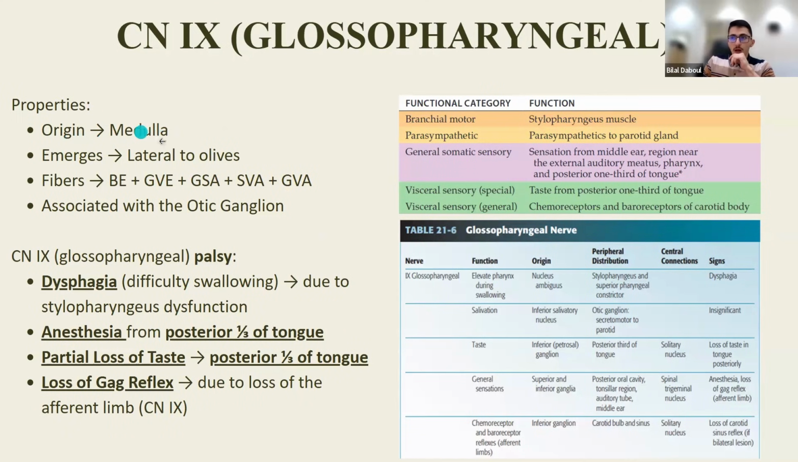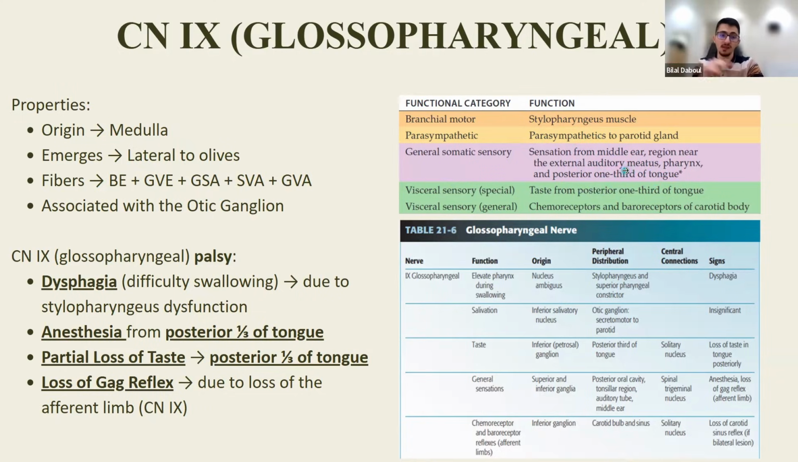Again, origin is the medulla, lateral to the olives, above the vagus nerve. The fibers it includes: we have the branchial efferents to supply the stylopharyngeus because it's branchial arch derived. We have the GVE fibers, the parasympathetic fibers, which supply the parotid gland, so it's secretomotor to the parotid gland. We have the general somatic afferents coming from the posterior one-third of the tongue.